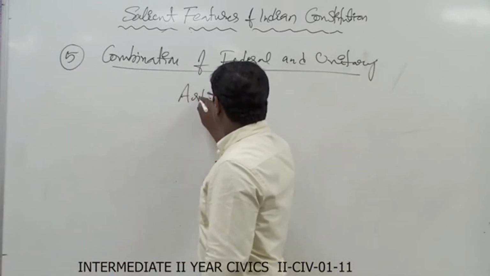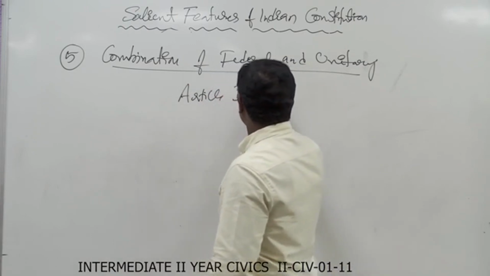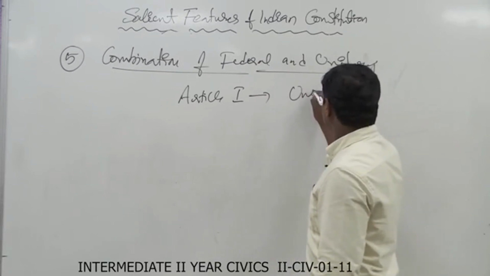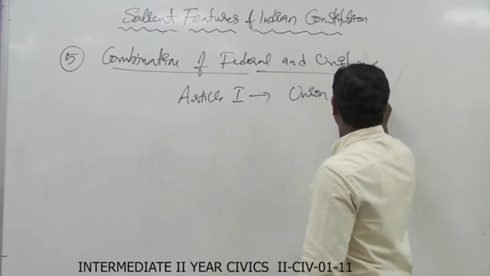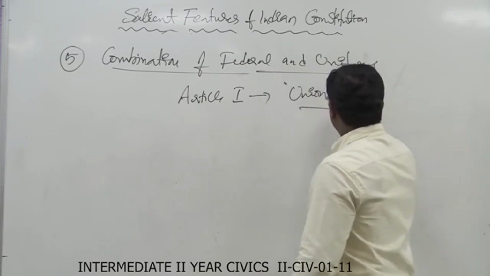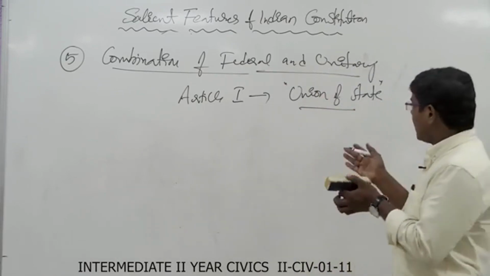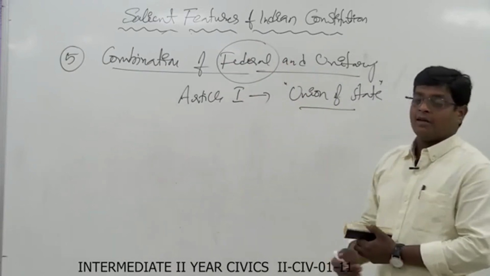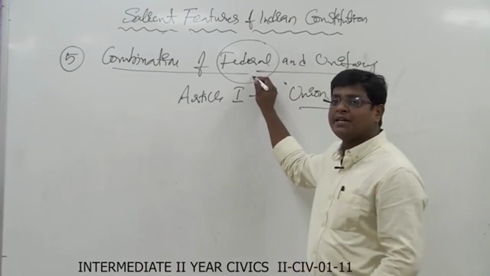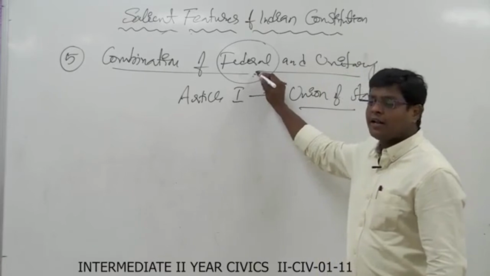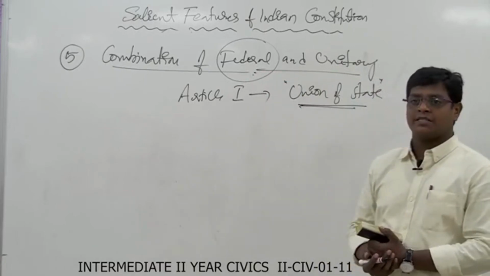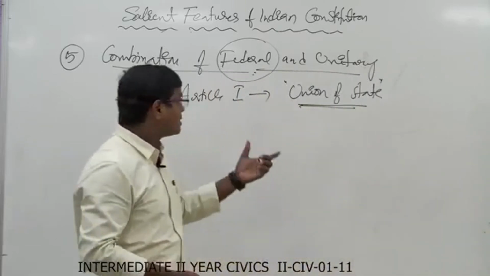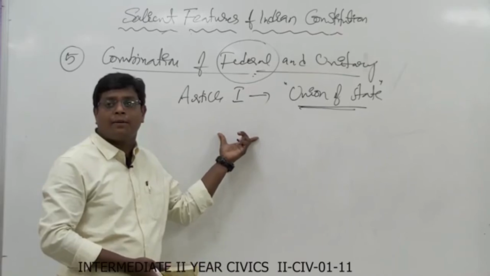Article 1 of the Indian Constitution says India is a union of states. That means India is a combination of states. Here we have not used the term federal. We never find the word federal in our Indian Constitution. Instead of federal, we used union of states. Understood? We have not incorporated the term federal, but we adopted the federal form of government.